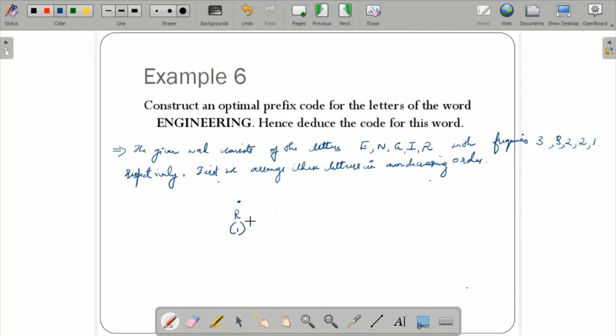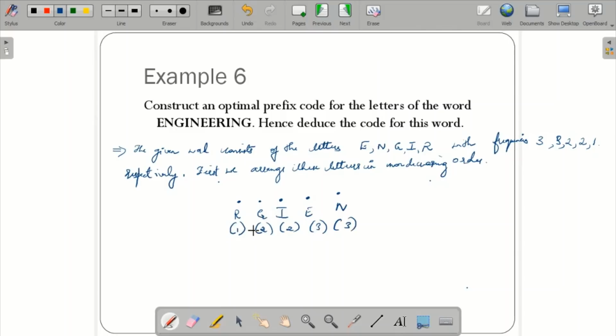The frequency of R is 1. Next it is 2, 2, that is G and I. Which comes first? G comes first in the word, and I comes next. Both are equal, so you check the series: G with frequency 2, I with frequency 2. So R, G, I, then comes E and N. E comes first in the word with frequency 3, and then N with frequency 3. So I ordered R as 1, G as 2, I as 2, E as 3, and N as 3.